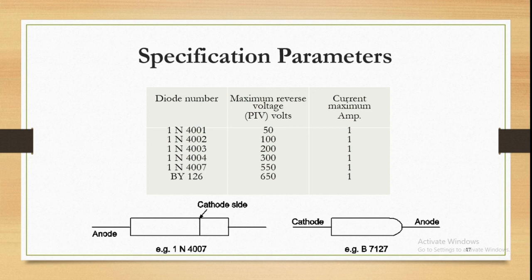You can see the diagram of it, where we have BY127, in which the cathode is indicated by a dashed line while the anode is indicated by a curvy line. The ring on the cathode side indicates the cathode terminal in the case of 1N diode numbers.